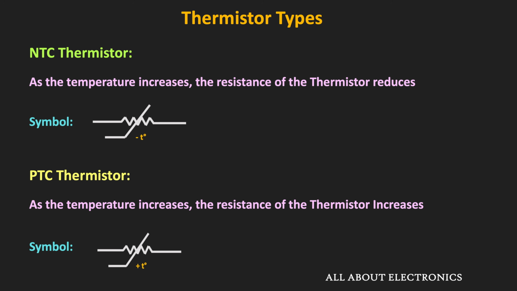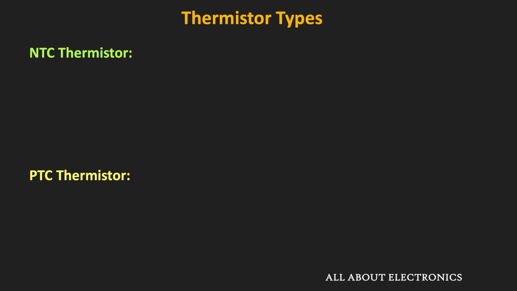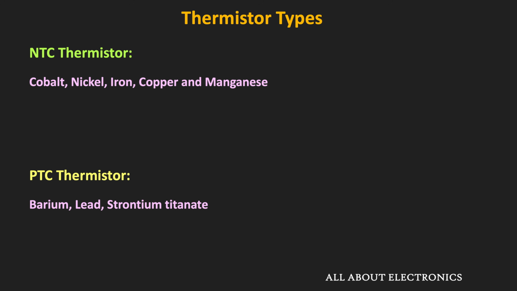These thermistors are made up of metal oxides. These oxides and the other additives decide the characteristic behavior of the thermistor. So these are the common materials which are typically used in the NTC thermistor. And similarly, in the PTC thermistors, materials like barium lead and strontium titanate are used.